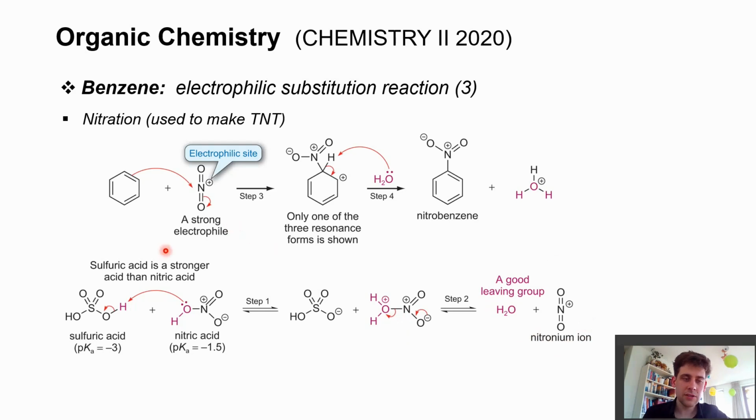So how you would do that is you mix benzene together with sulfuric acid and nitric acid, that you also call nitration acid, then this mixture of these two acids, and then you would receive the nitrobenzene.